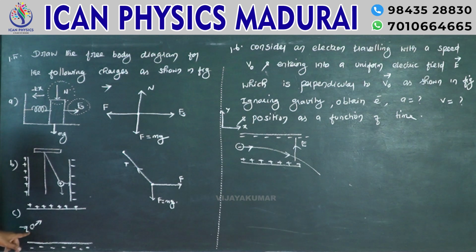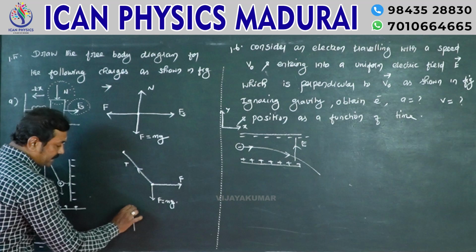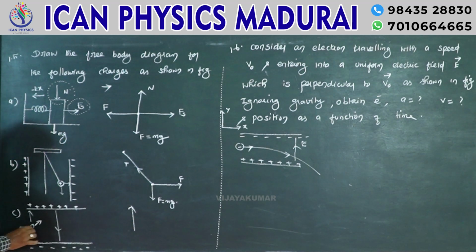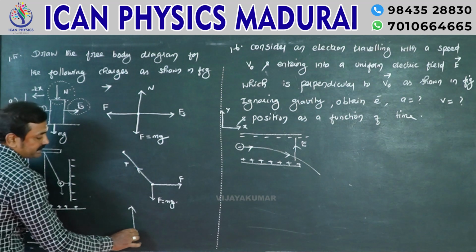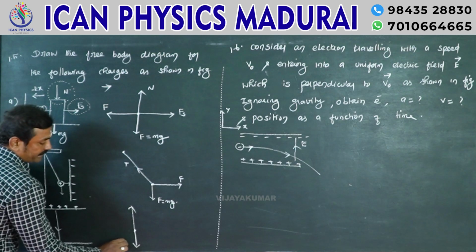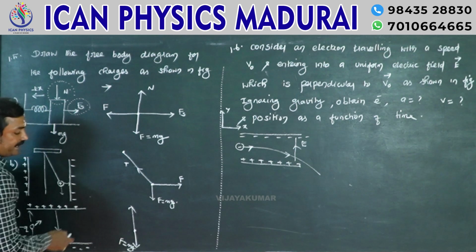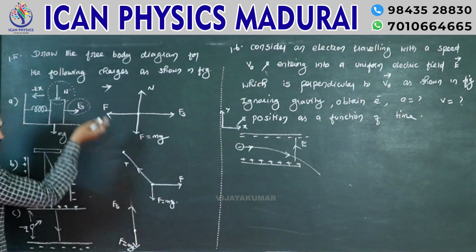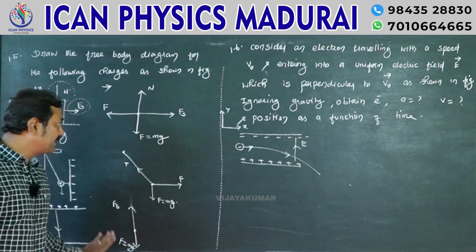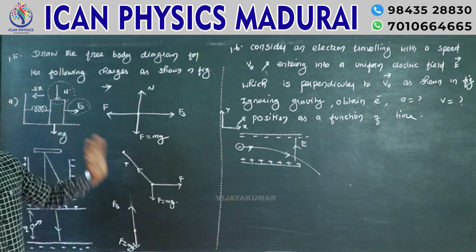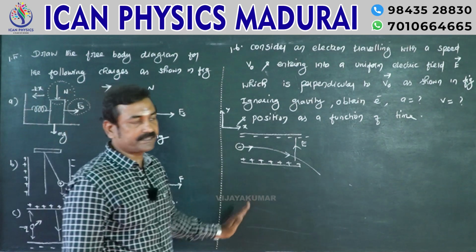Now we can go to the third one. The electric field is always acting from positive to negative. Now this is the negative charge, which is attracted towards the positive. The electrostatic force is acting in the upward direction. Q has some mass, so it is attracted towards the center of the earth, and its weight F equal to mg is acting in the downward direction. And this is the free body diagram for the third one.